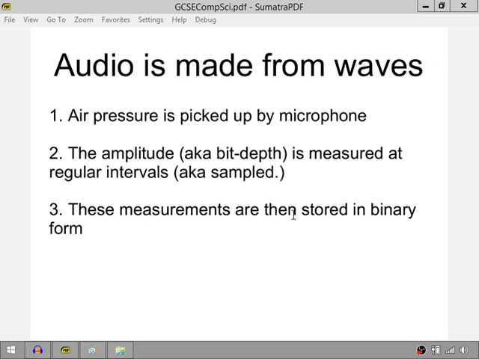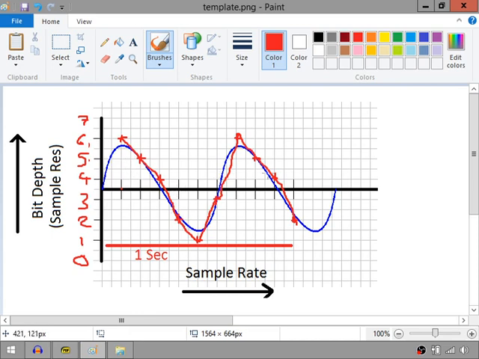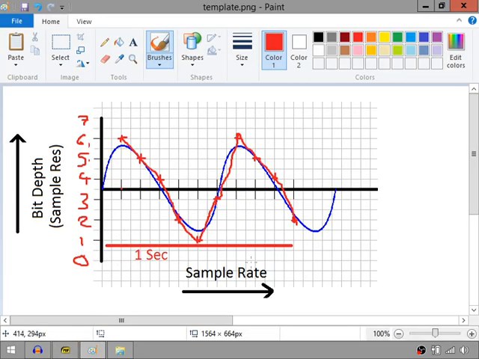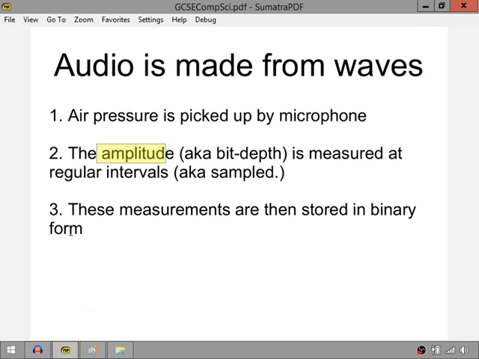Okay, so going back to the theory, first of all, air pressure is picked up by the microphone. That's the blue wave in this diagram. Second of all, we take a regular sample, so 10 times per second. We've measured the height of the wave, so that's number 2, taking a regular measurement of the waves. And finally, step 3, we're going to store these values in binary.